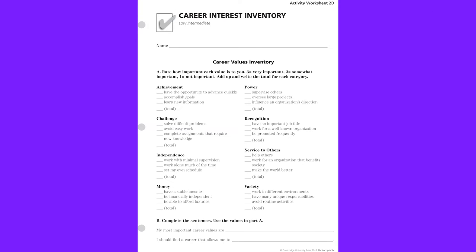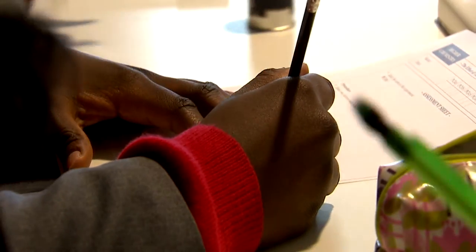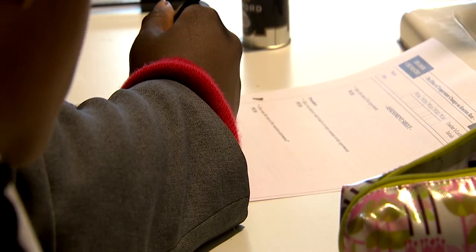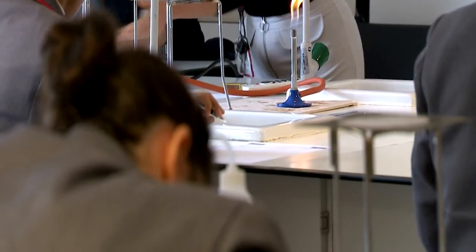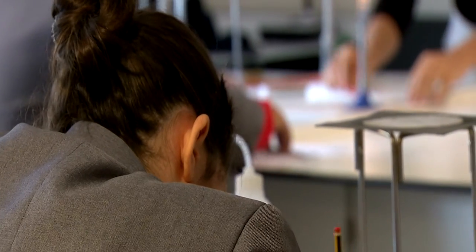For each level of Ventures, there are 8 worksheets to be completed as mini-projects throughout the term. They can be done in class or as homework. We've included correlations for each level for reference, but you may choose to organize these worksheets differently. Upon completion of each worksheet, students should keep them in a career and education portfolio to use as an important tool for persistence, employment interviews, and planning future education.